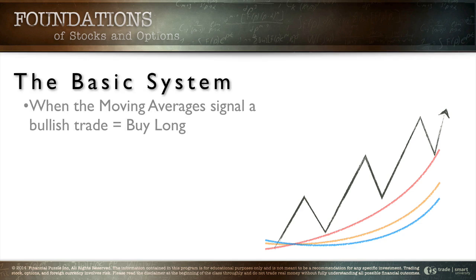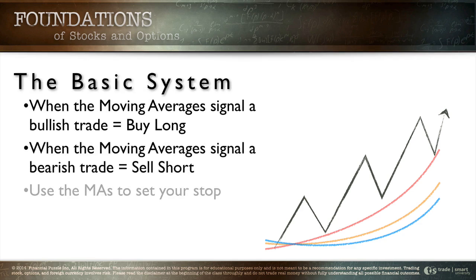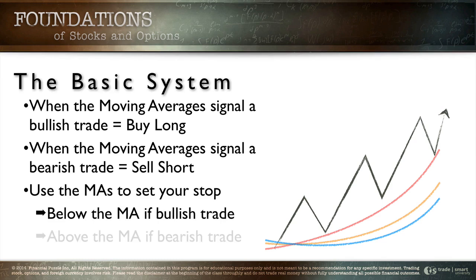All right, so let's look at this here. When the moving average signals a bullish trade, you're going to buy long. When the averages signal a bearish trade, you're going to sell short. That's really simple, right? Then we're going to use the averages to set your stop. You're going to set your stop below the average if you're in a bullish trade. You'll set the stop above the average if you're in a bearish trade. So these are our basic rules here.